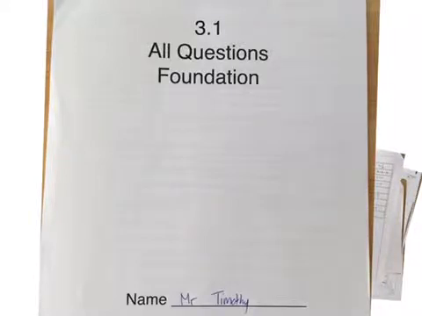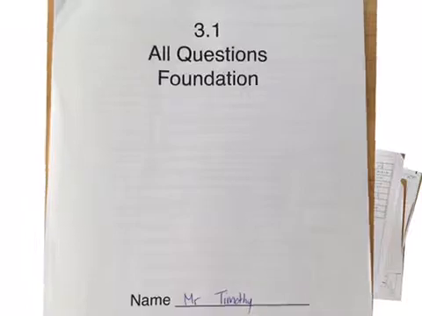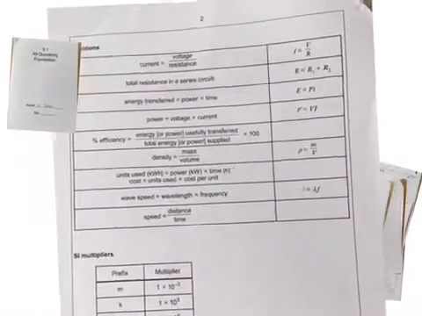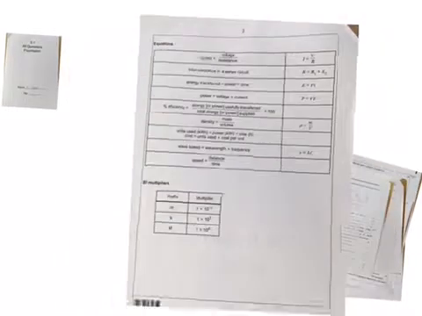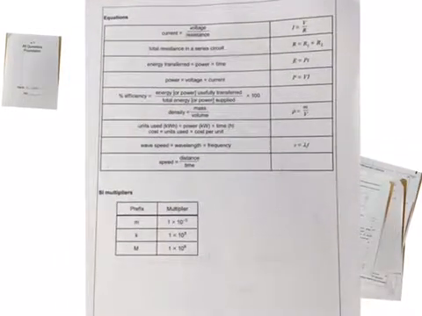So here we go with 3.1, all the questions from the papers, and it's going to be the foundation part. It's quite a bit to get through, so I'm going to try and get through this as quick as I can. Here's the foundation formula sheet. So there's a little bit less, and we got less prefixes here.